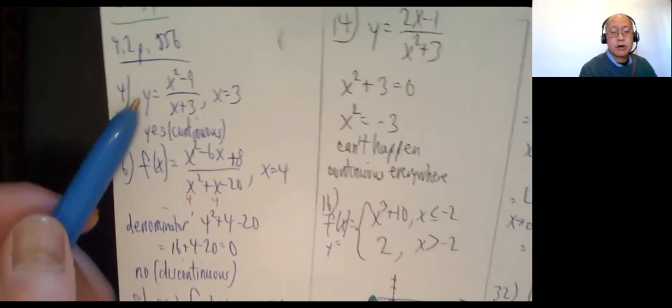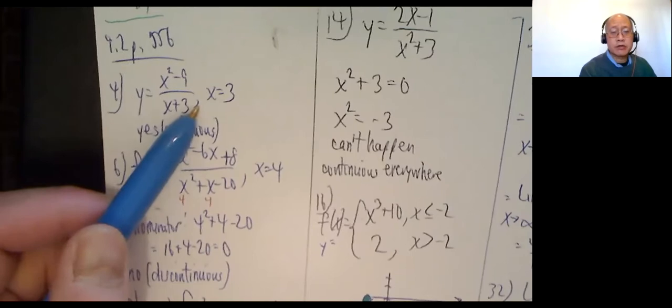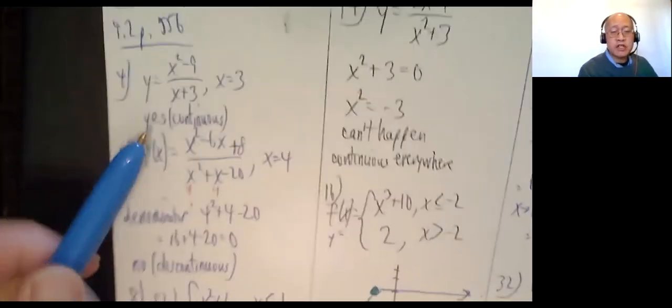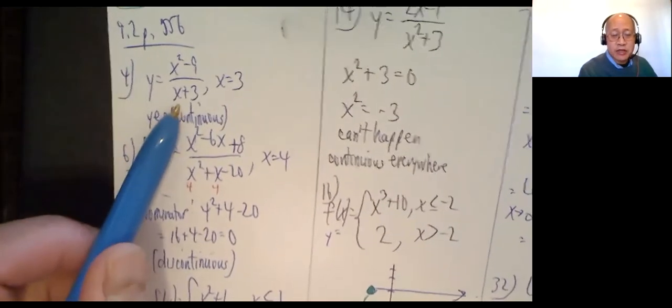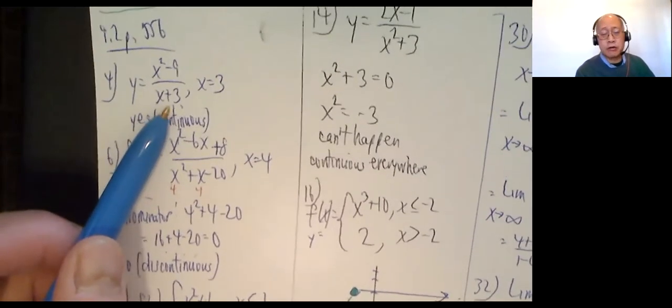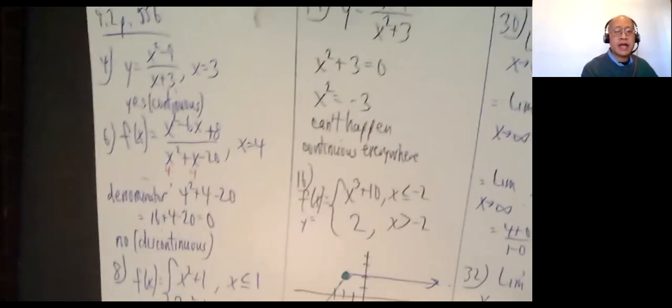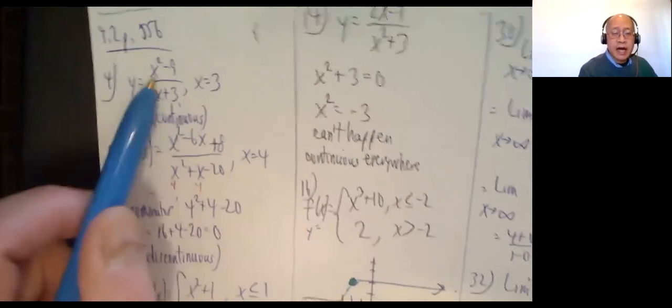Okay, so y equals x squared minus 9 divided by x plus 3, at x equals 3. Now you know that the function is discontinuous at -3. If I plug in -3, I'm dividing by 0. That's a mathematical no-no. But it does look like I can plug in anything else. So at x equals 3, I can plug it in. So yes, the function's continuous.